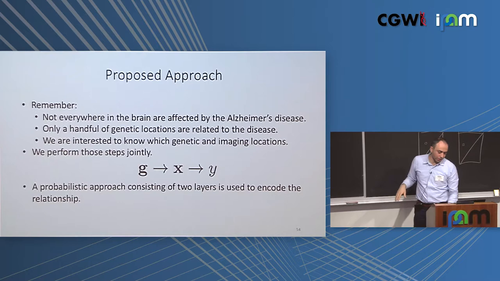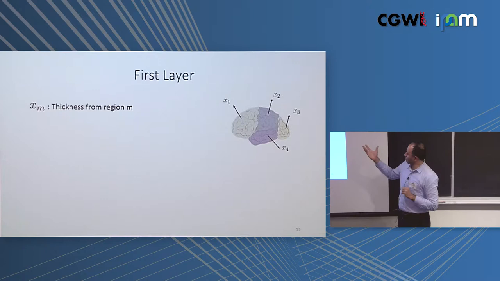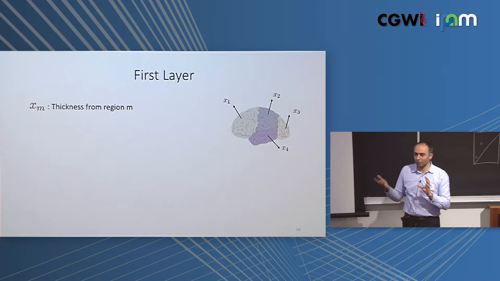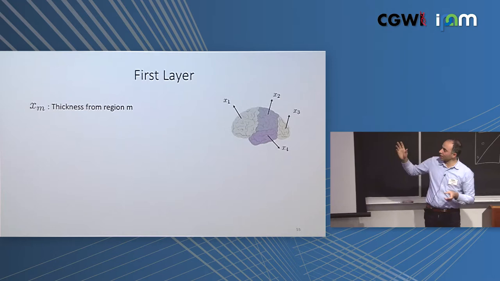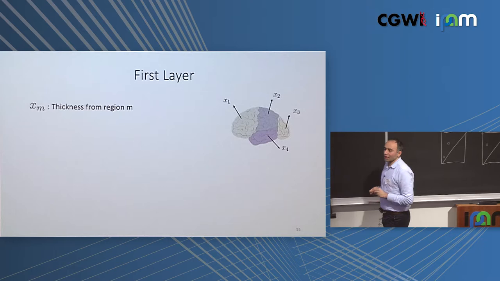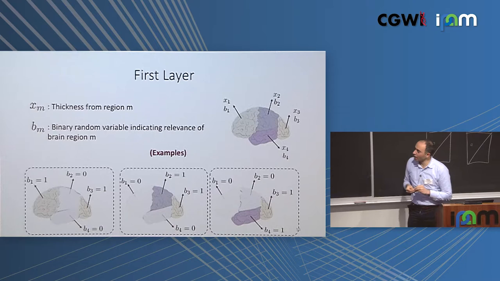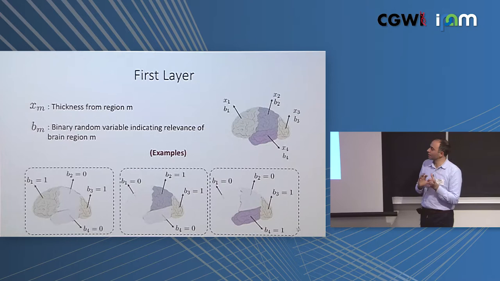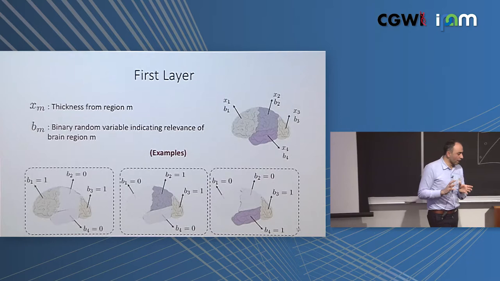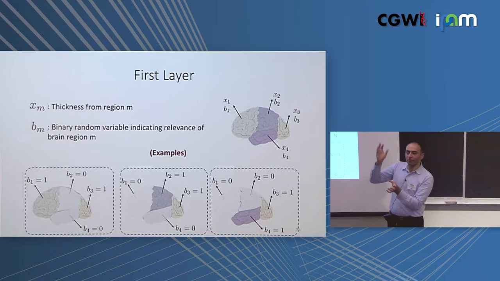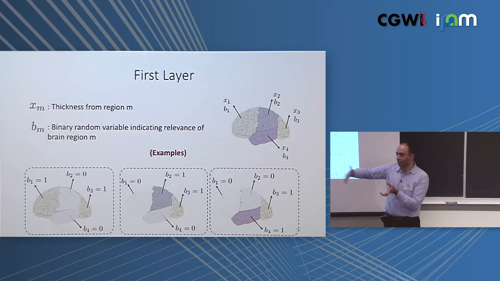So in the first layer, in this cartoonish example, I'm building my graphical model. Let's say that I have a brain that has four structures. X1 through X4 are measurements that I have from these four structures, for example cortical thickness from these regions. Because I don't know which of those are related to the disease, I'm going to introduce a latent variable, BM, which you can view as a mask that turns on and off. It's unobserved, and it says whether these regions are related to the disease or not. For example, if B2 is related, the variation of that area will be unmasked, so the following layer can see the variation.